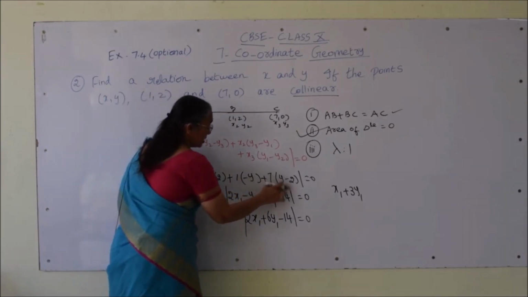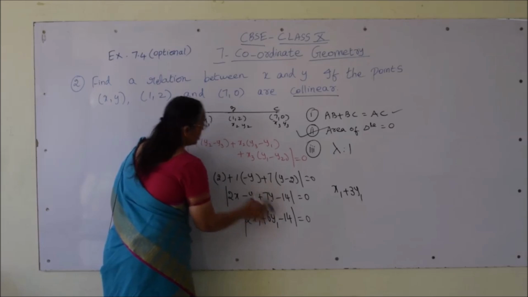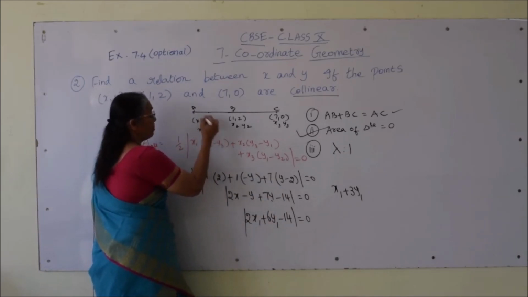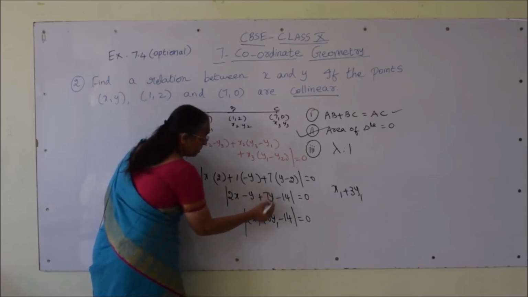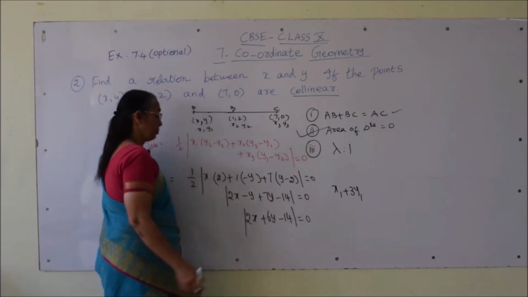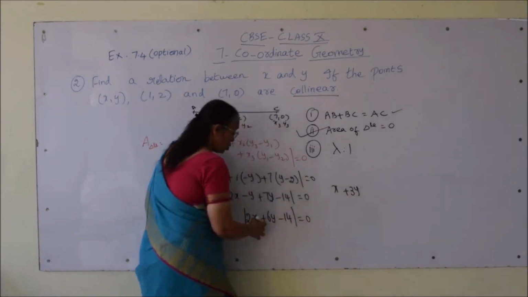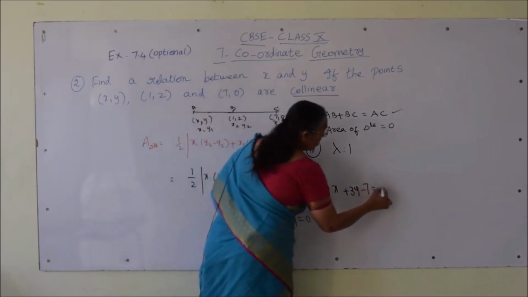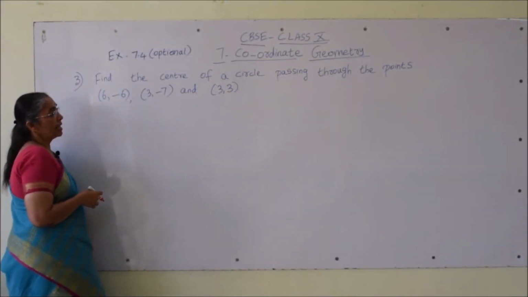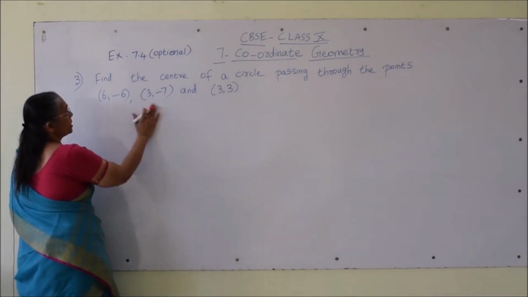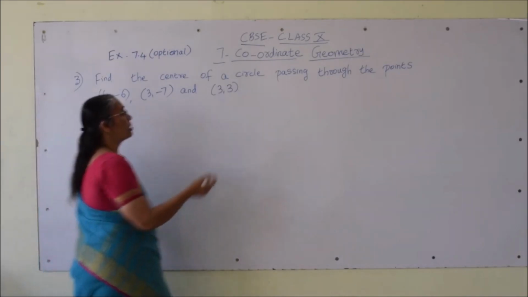The point (x1, y1) is (x, y), which we considered. So, the relation between x and y is what we are finding here. Dividing throughout by 2, or taking 2 common, x plus 3y minus 7 is equal to 0. Third problem: find the center of a circle passing through the points (6, minus 6), (3, minus 7) and (3, 3).